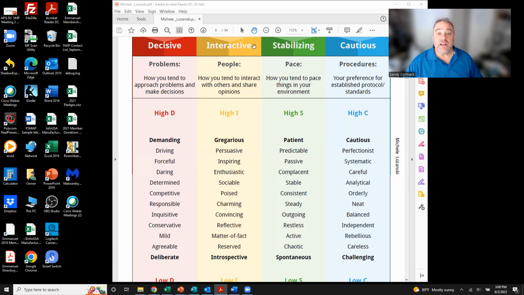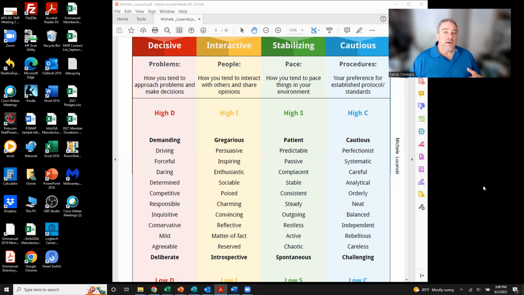Now we're going to look at interactive. That's the I score. This looks at people, how you tend to interact with others and share opinions. So think of yourself as being in a meeting with a lot of other people. If you have a high I score, you tend to express yourself more gregariously, persuasively, inspiring, and enthusiastic. So you're going to be a little more extroverted. You might be the first one to talk.